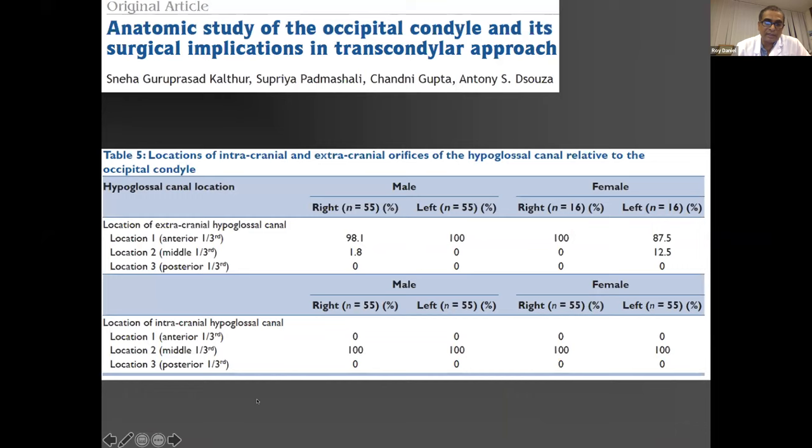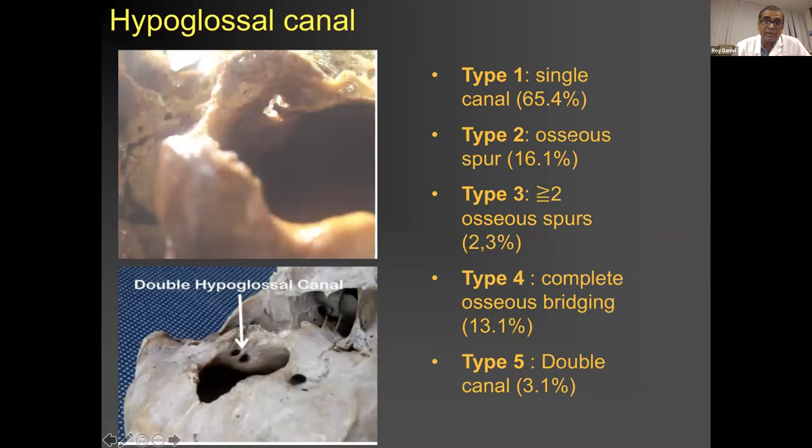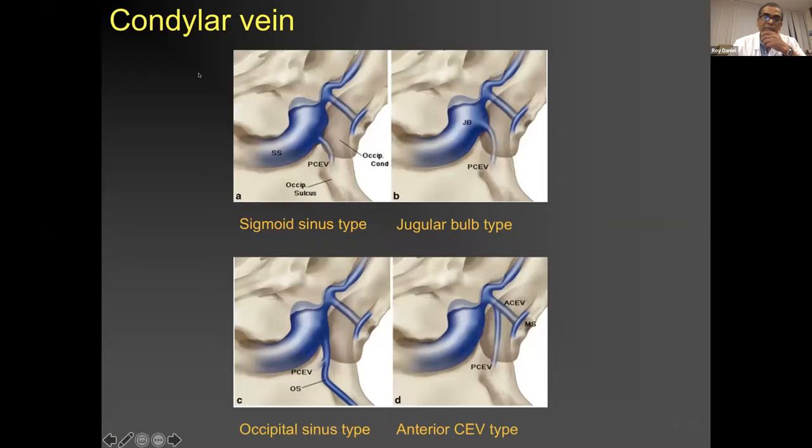The hypoglossal canal also is of several types, and you could see it could be a single canal in the majority, but sometimes you have osseous bridging and double canal. So various morphologies are possible, and this needs to be clearly recognized on a preoperative CT. Another important structure that needs to be seen and identified is the condylar vein. It is because it is what leads you to the anatomy of this region.